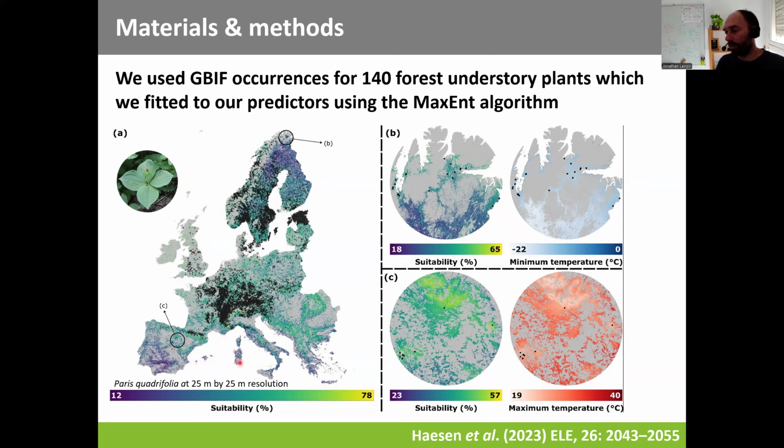Here you can also see the output for Paris quadrifolia in terms of probability of suitability, or habitat suitability, based on our SDMs. We use Maxent here to predict the probability of occurrence of this species across Europe at 25 by 25 meter resolution.